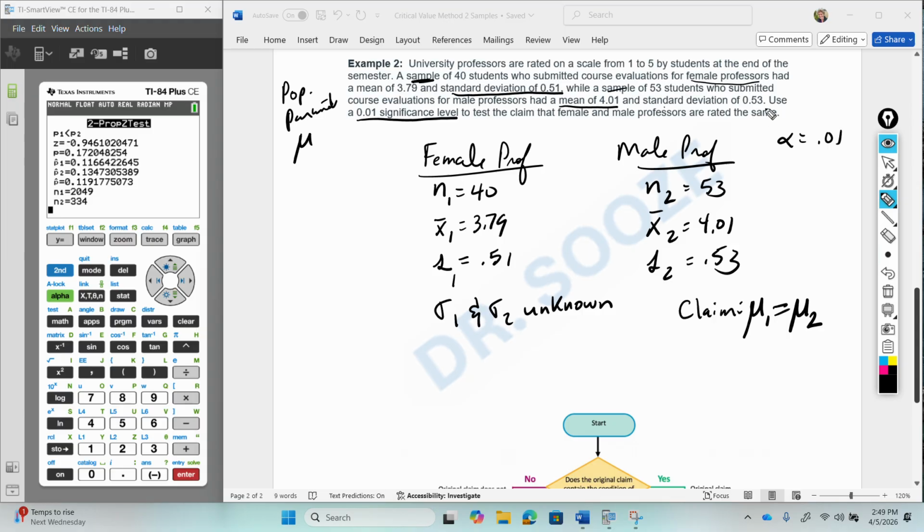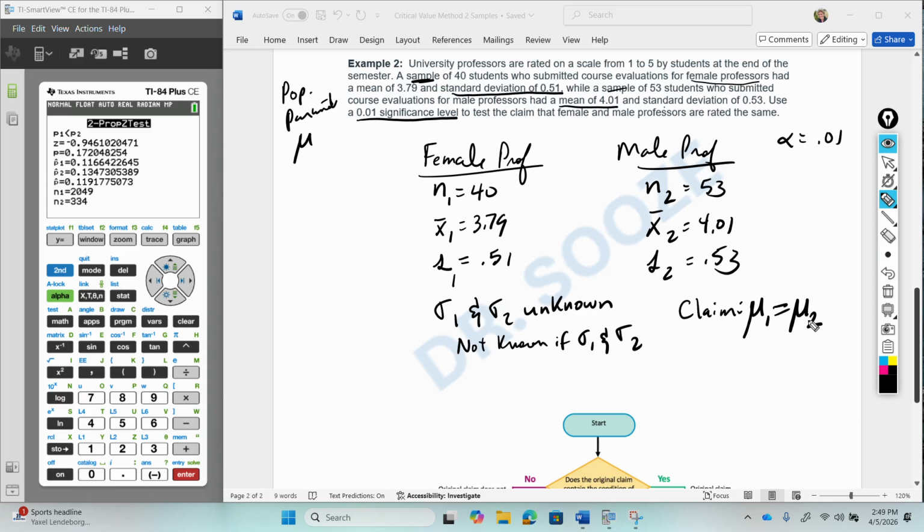And nowhere here have they told us that even though these are unknown, that we could assume that they were equal. So it's not known if they are equal. Sometimes they can be unknown, but you're told that they come from a population where they're equal. That's going to make a difference also in what test we use.